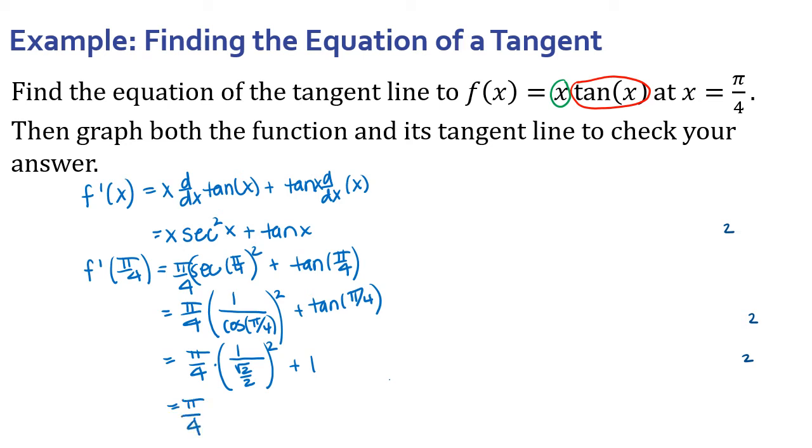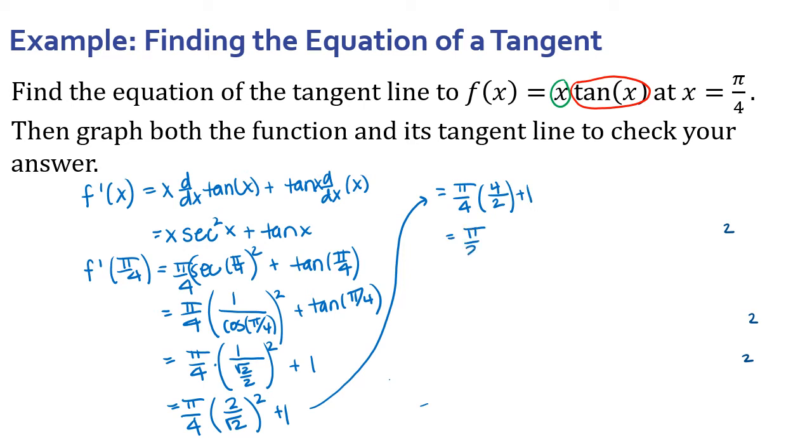So that gives me pi over 4. So 1 divided by 2 root 2 is 2 over root 2. So then that's going to give me pi over 4 times, so 2 squared is 4. The square root of 2 squared is 2. So that leaves me with pi over 2 plus 1, which is about 2.57.